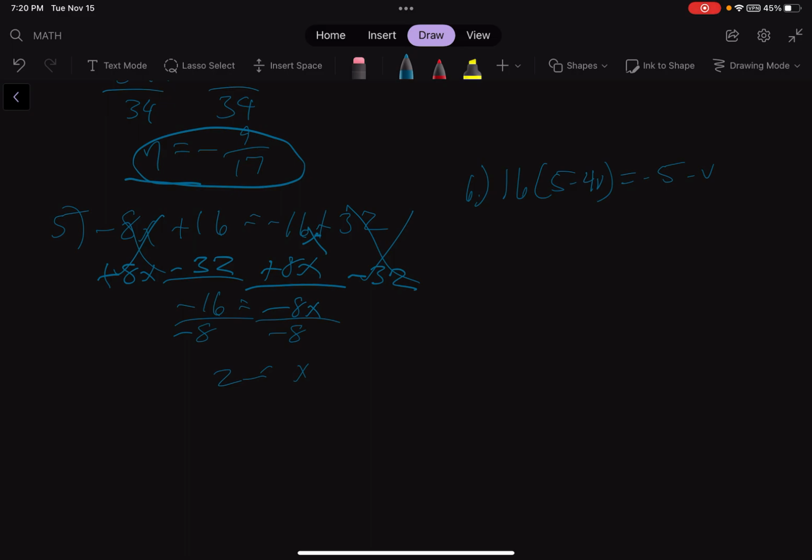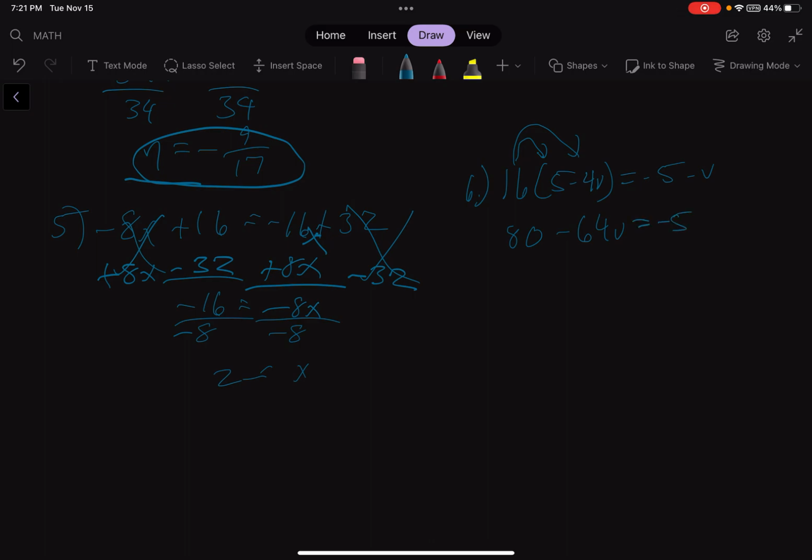So now I'm going to work on the outside of my parentheses, and I'm going to ask, is there any exponents? Well, no. Is there any multiplication? Yes, because I know 16 times this, I can do distributive property and say 16 times 5, which is 80, and 16 times negative 4v would be, no, 64. Negative 64, because my 4 is negative.